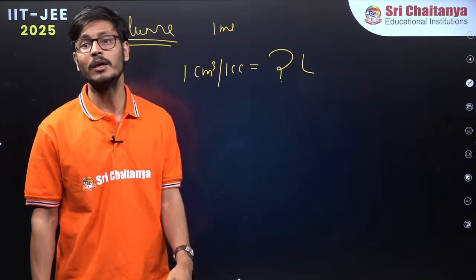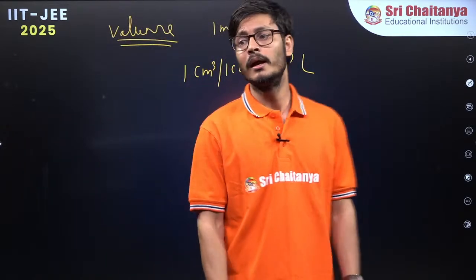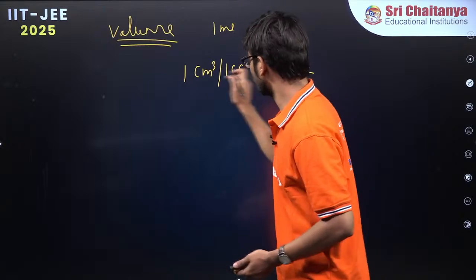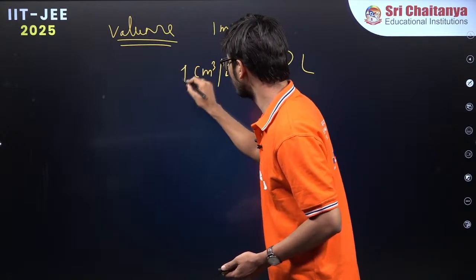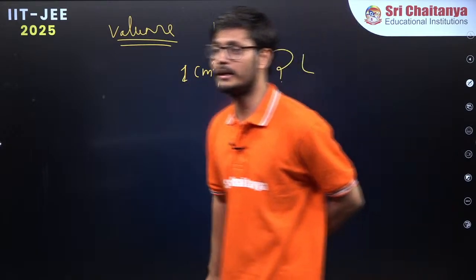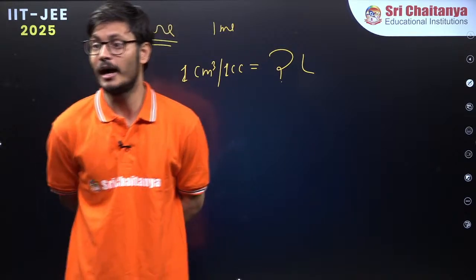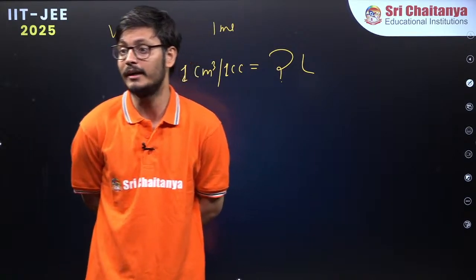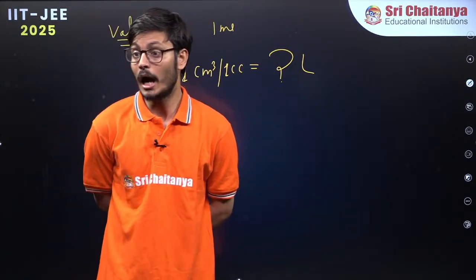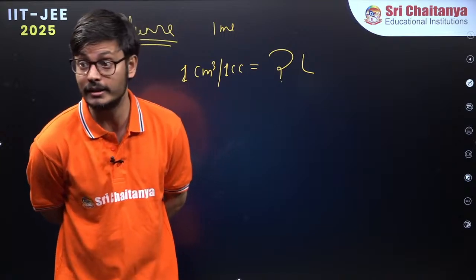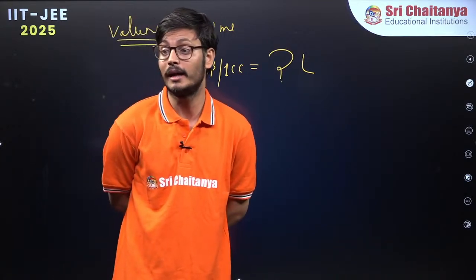1 cc, which is also known as 1 centimeter cube, is equal to how many liters? Somebody is saying 1000. Wow, guys, wow, what you have studied in high school, I don't know. Ashwini, really, is it 1000, beta ji? What you have studied, guys?